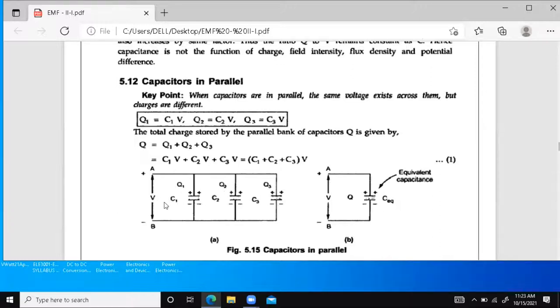Now, here we have three capacitors in parallel. We are saying that the voltage here is the same voltage across each of the capacitors. Go ahead. I was going to say, sir, because of the impedance of the capacitor, the capacitors in some cases act like a short circuit, because of how high the resistance is. Yeah, it's not; none of them are in a short circuit state.